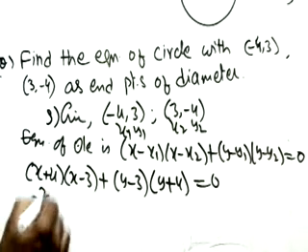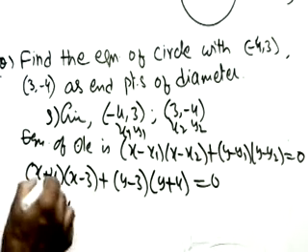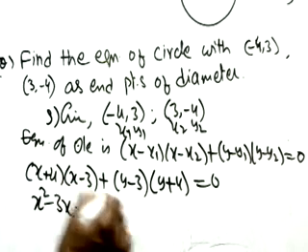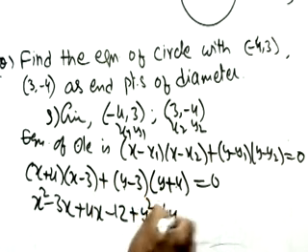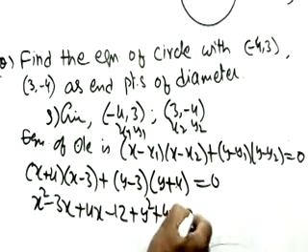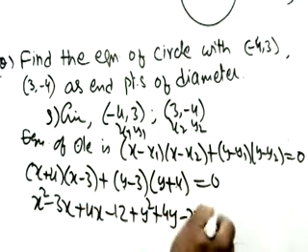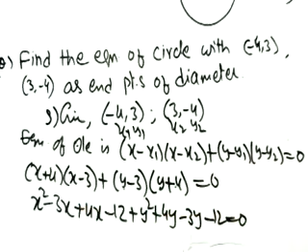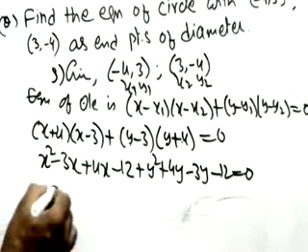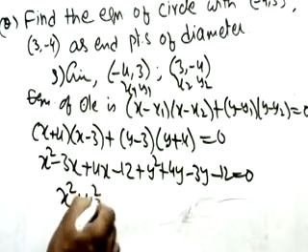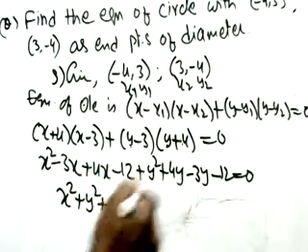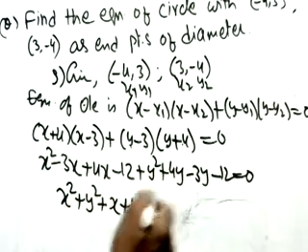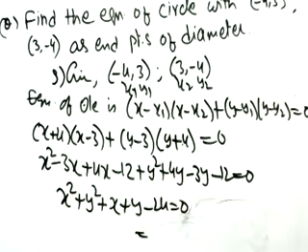Now let us solve this one. x into x is x square, x into minus 3 is minus 3x, 4 into x is 4x, 4 3s are 12, y into y is y square, y into 4 is 4y, minus into plus minus 3 into y is 3y, minus into plus minus 12 equals to 0. Now let me write this order wise. First x square, then y square, minus 4x minus 3x is plus x, 4y minus 3y is plus y, minus 12 minus 12 is minus 24 equals to 0.